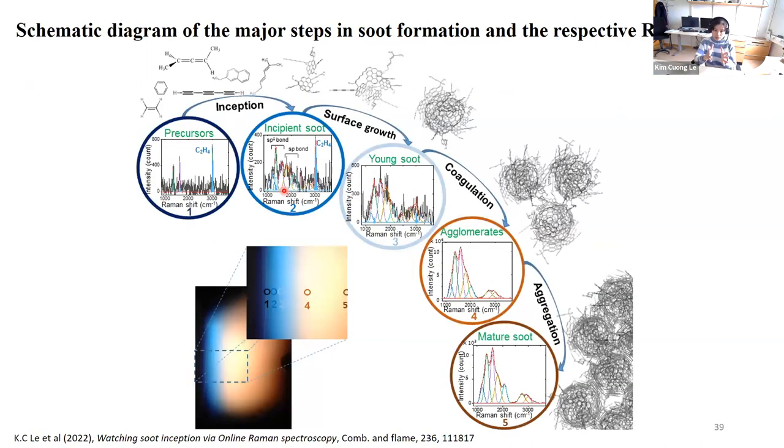And if we consider the evolution of the spectra along the flame height, we can explain the formation of soot in the flame, starting from the formation of soot precursors. Here you can see the Raman spectra of large PAH, and then it starts to form the incipient particles, and then the Raman signal increases and becomes larger and larger. If you want to know more information, please follow my published paper.